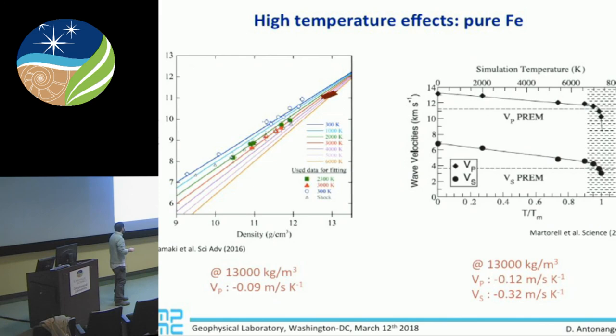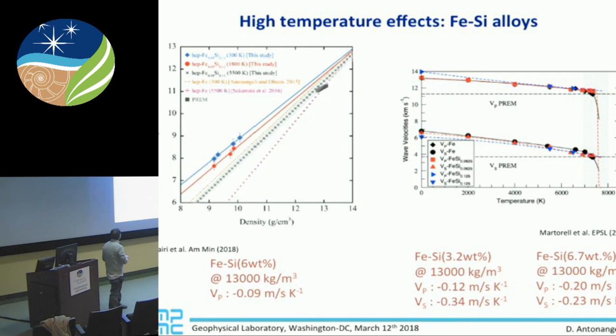Ab initio calculations rather indicate a larger thermal effect, even when limiting at 7000 K, so before the stream melting effect in this linear part, the computed reductions are minus 0.12 meters per second per Kelvin for VP, and minus 0.32 meters per second per Kelvin for VS.